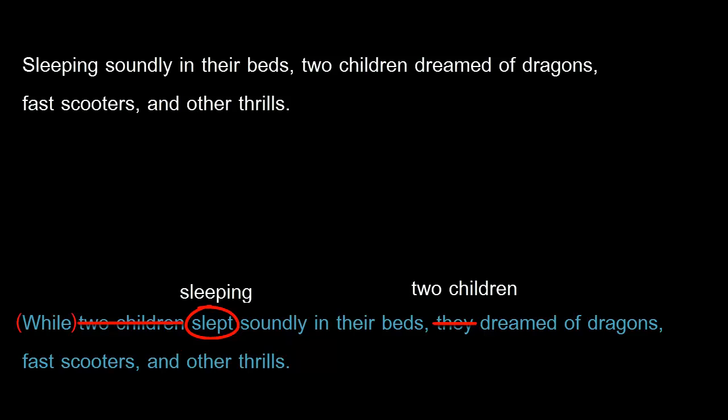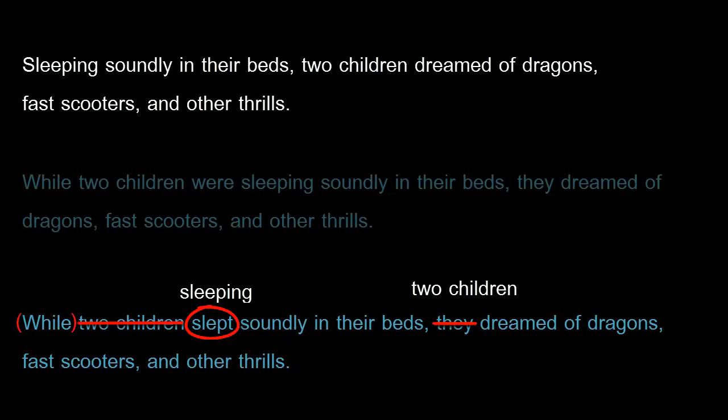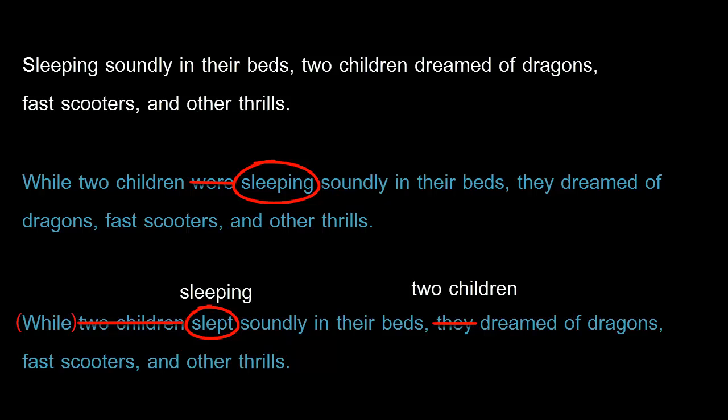Let me point out that the full adverb clause could be written a different way. After while, there could be a progressive verb. While two children were sleeping soundly in their beds. That makes sense too. Again, the process would be the same. We remove any helping verb, in this case a form of be, and our main verb is already a present participle. So this makes our job easier. When we change adverb clauses with progressive verbs, just take out the form of be and keep the present participle.